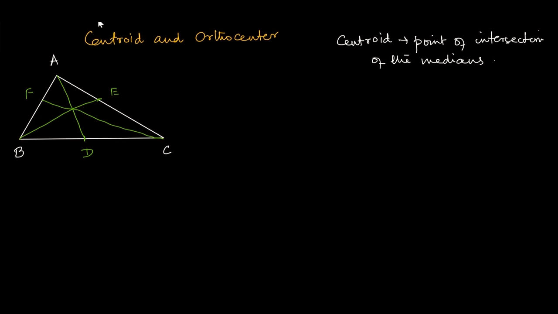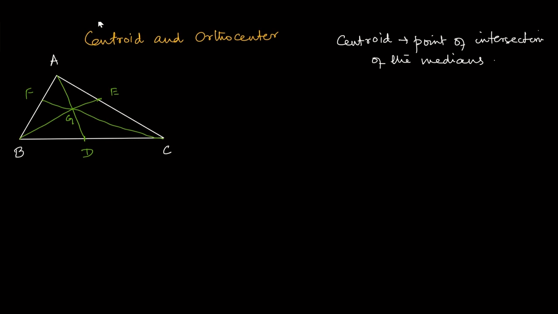Now, what kind of problems can come? The first thing is about the length of the medians. How do we find the length of the medians? How do we relate it to the area or the sides of the triangle? That is the question. And also, how do we relate the point G to the lengths of the medians? So we'll take this one by one.